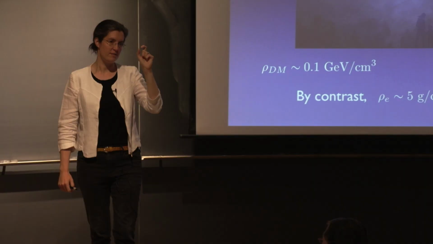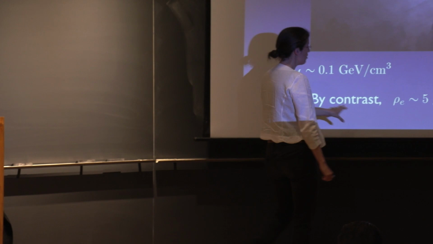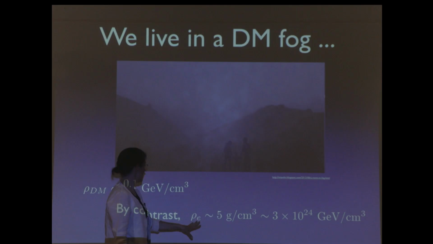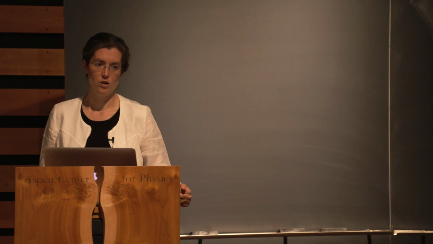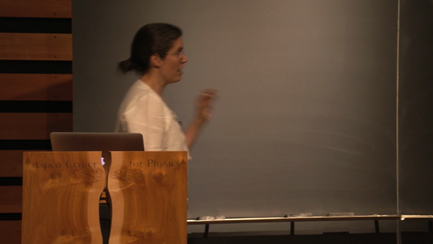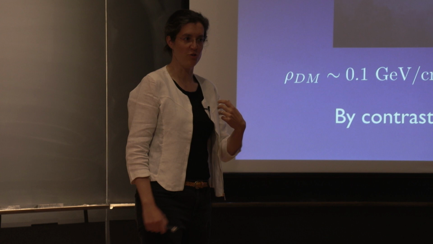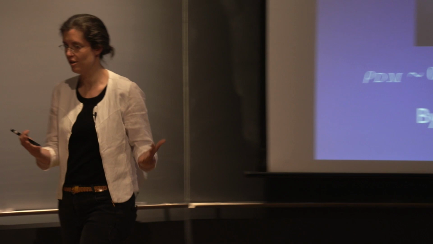Now, by contrast, the density of ordinary matter is something like 10 to the 24 times higher. So the density of this table is on the order of 10 to the 24 protons per centimeter cubed. So what that tells you is that Earth is actually a very special place. It corresponds to an extremely abnormal part of the universe, in the sense that there is a lot of ordinary matter, and by contrast, a relatively small amount of dark matter floating right through this room.